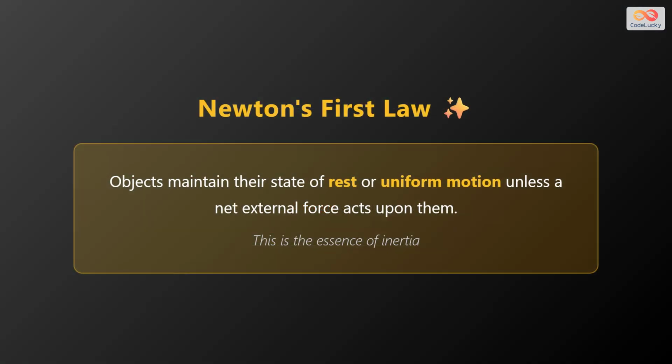To summarize, Newton's first law tells us that objects maintain their state of rest or uniform motion unless a net external force acts upon them. This fundamental principle is the essence of inertia. Remember that inertia is not a force, but rather a property of matter that describes its resistance to changes in motion. The more massive an object is, the more inertia it has, and the more force is required to change its motion.